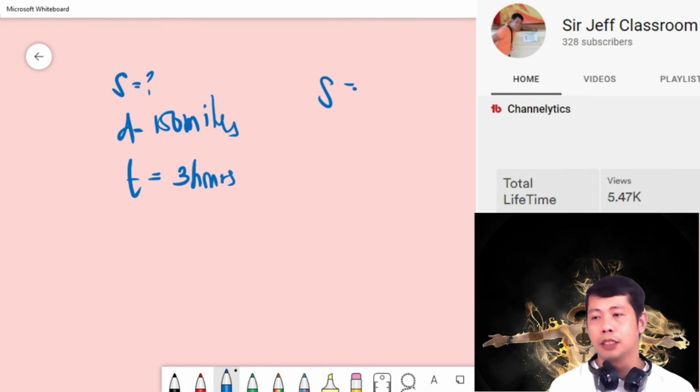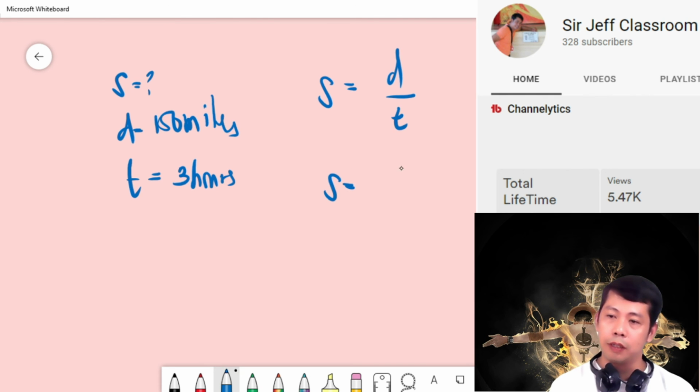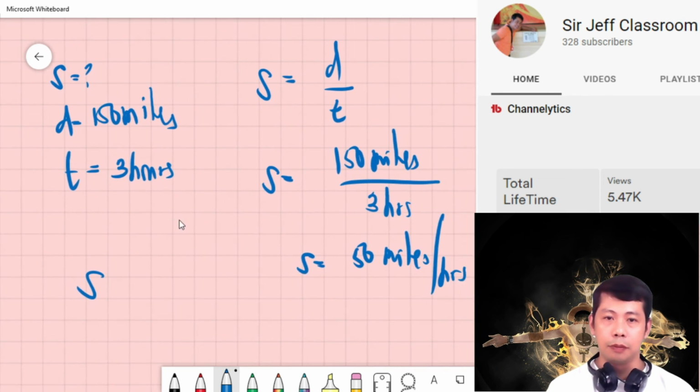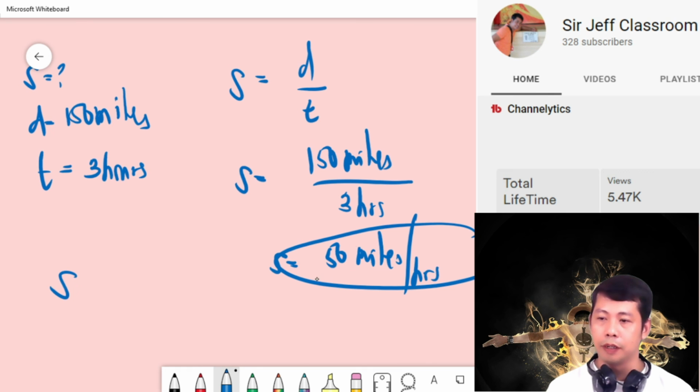So, what is the formula? Speed is equal to distance over time. So, substituting the value, our distance is 150 miles divided by 3 hours. So, ang unit natin is miles per hour. So, 150 divided by 3. Kakalkulahin pa ba yan? Hindi na, no? 50. Tama, no? 50 miles per hour. So, ito na yung sagot natin. 50 miles per hour. So, ito na yung ating magiging speed. O, ganun lang, di ba?